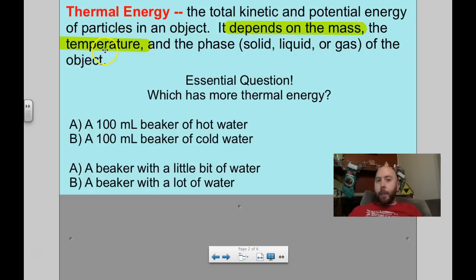The higher your temperature, the more thermal energy you have. Gases have more thermal energy than liquids. Liquids have more thermal energy than solids.